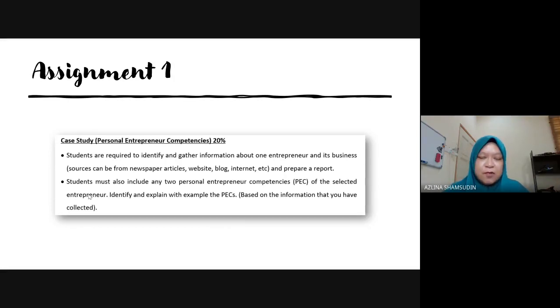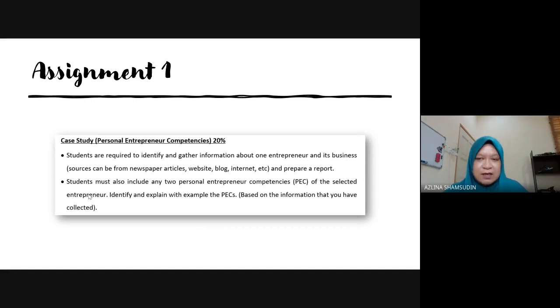And from there, you will prepare a report. So dekat sini, for the entrepreneur tu, you have to first get the background of the entrepreneur, and then you have to find out dia punya business background. Okay. After that, you have to include any two personal entrepreneurial competencies, PEC, of the selected entrepreneur. PEC, personal entrepreneurial competencies, or the characteristics of the entrepreneur, where you think this entrepreneur ada characteristic ni which can make him a successful entrepreneur.